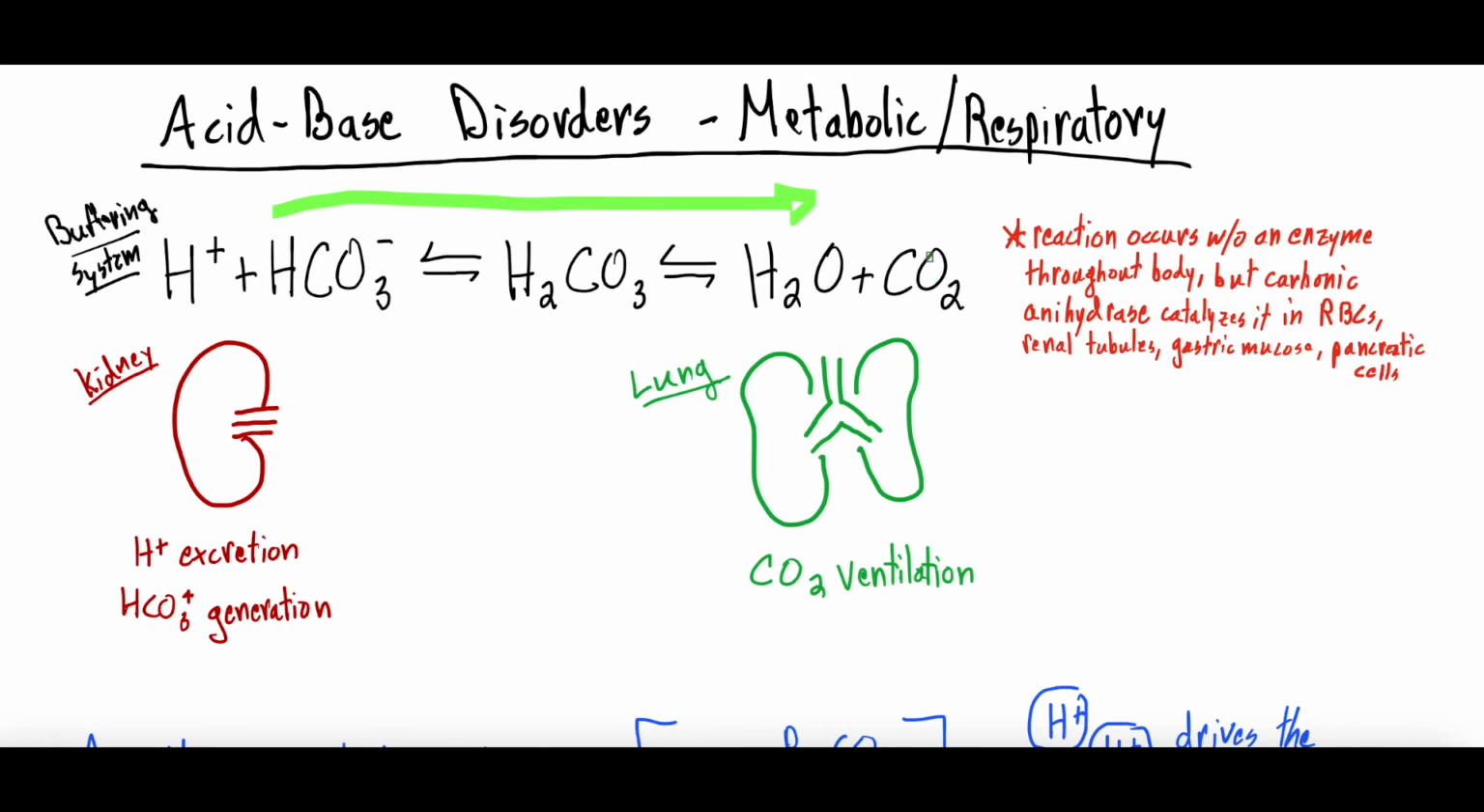Same thing when there's not enough hydrogen ions, right? So when there's not enough hydrogen ions and you're at risk for alkalemia because it's too basic, the reaction can go this way. And the body will take carbon dioxide and water and form more hydrogen ions to then again maintain that blood pH at normal so that the body is not acidemic or alkalemic.